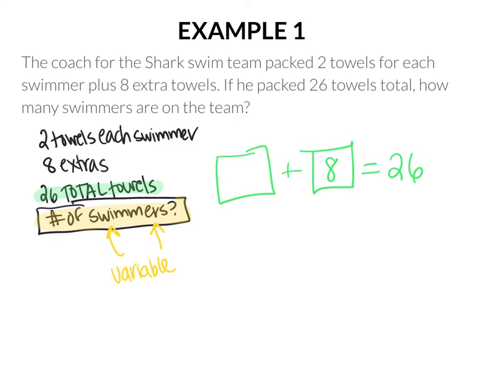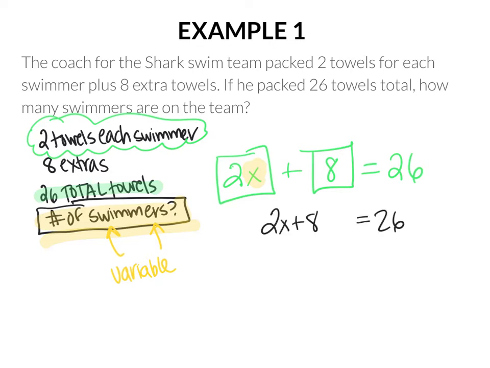But since there's 2 towels for each swimmer, that's where our variable is going to lie. So that's 2 towels times my number of swimmers. And again, that is this right here. My X is how many swimmers there are on the team.